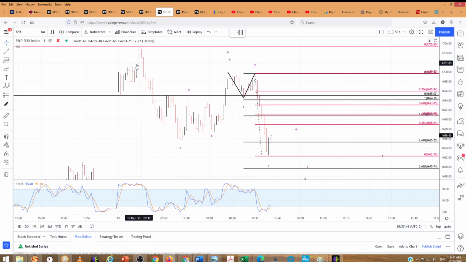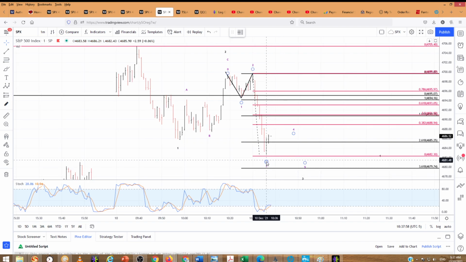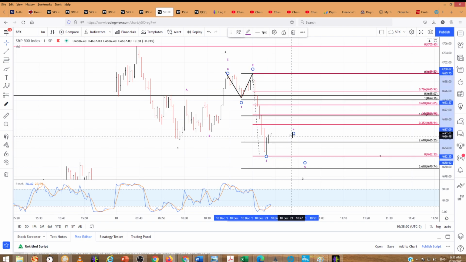There we go. We started this back here near the open. There's our first 5 waves down for 1. There's an ABC for 2. Wave 3 is developing. It's subdividing or extending. 1, 2, 3. So far it went in between the 2.618 and the 3.618 multiple. And we're looking for a 4 up.